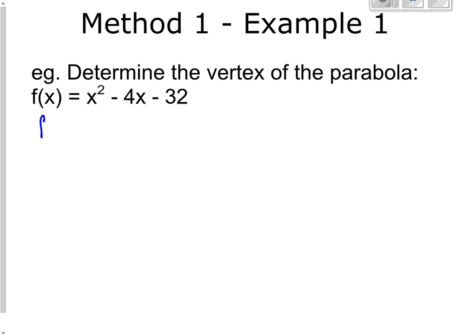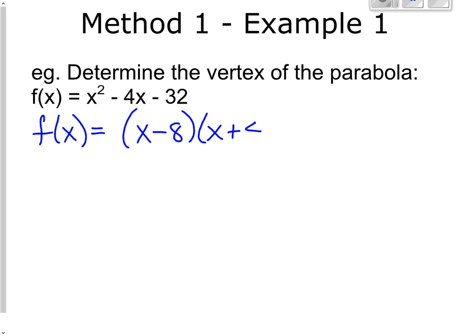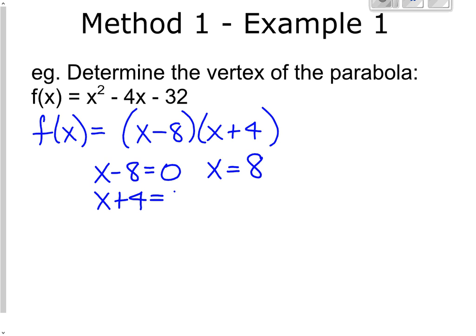To put this in factored form, I'm looking for two numbers that multiply to -32 but add together to give me -4. Those two numbers are going to be -8 and +4. Now that it's in factored form, I take each one of my factors and set them equal to 0 to solve for x. So I have x equals 8, and my other zero is going to be x equals -4.